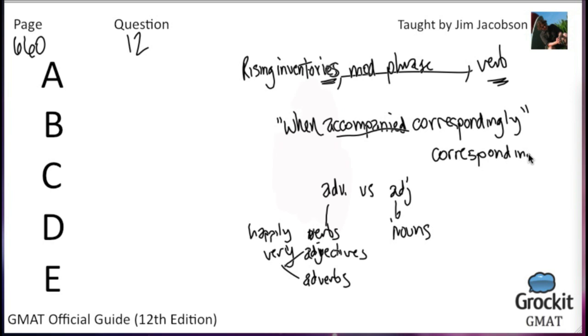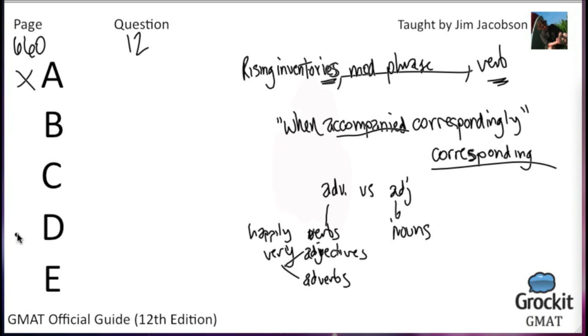Corresponding. I need to try talking less when I'm writing because it leads to more mistakes. Anyway, let's see what we get in the answer choices. We know choice A has this accompanied correspondingly, and that's kind of strange. Just the vertical scan of that particular issue, choice B has corresponding increases. Choice C has corresponding sales increases. D has correspondingly increased sales.